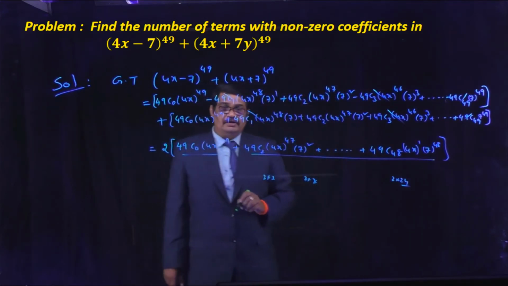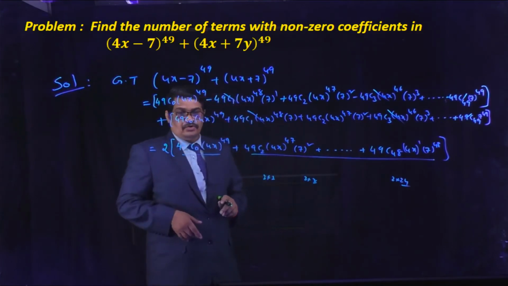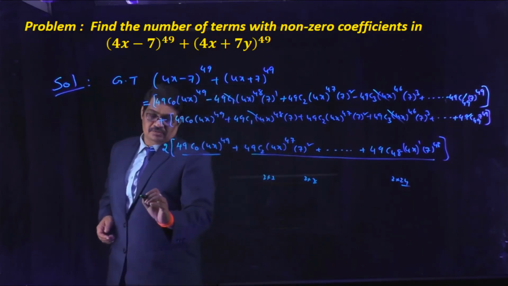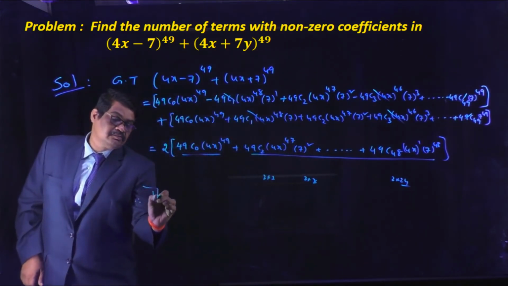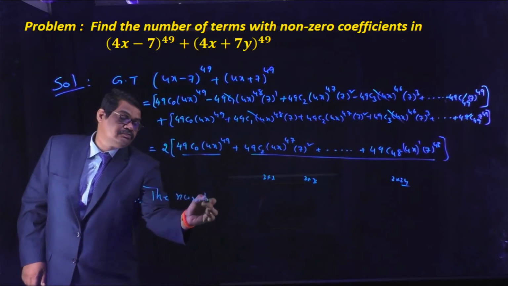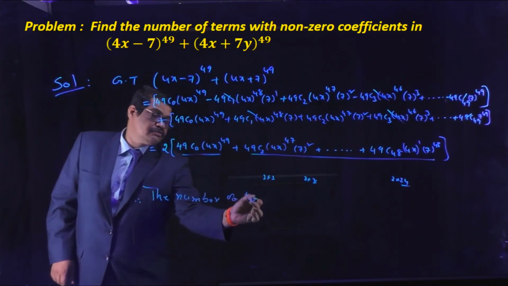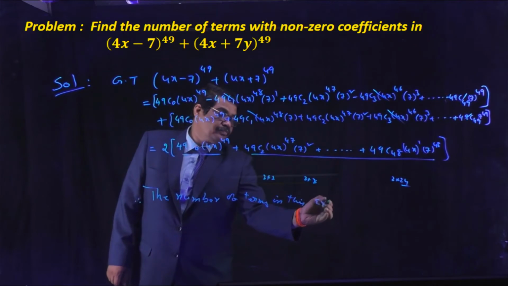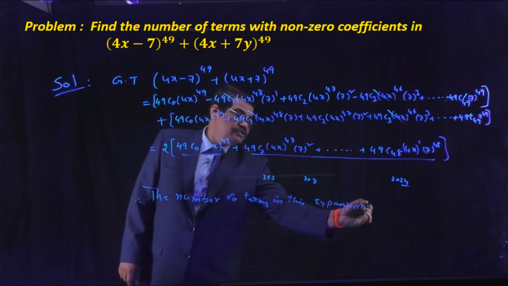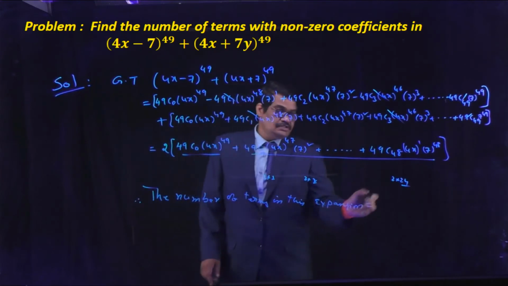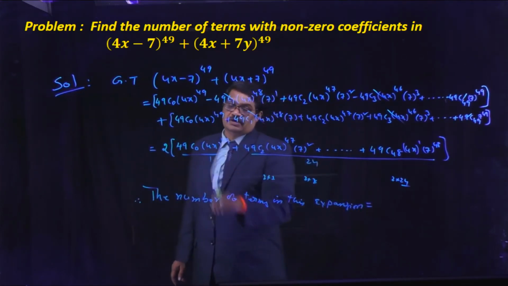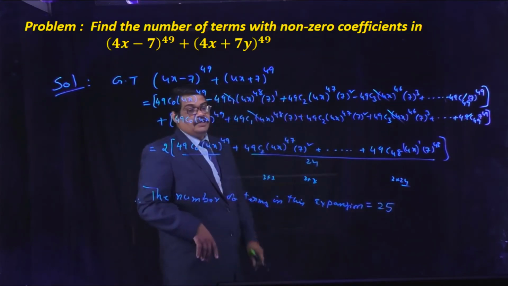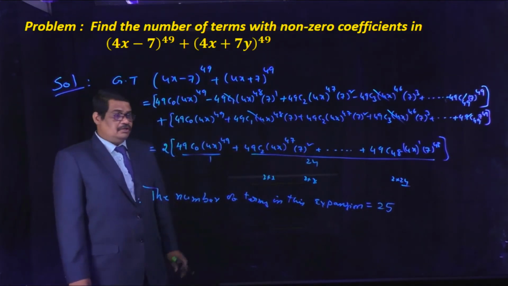This is another term, 49C0 into (4x)^49. So the total number of terms in this expansion is these 24 terms plus this one term, that is 25. The number of terms in this expansion is 25.